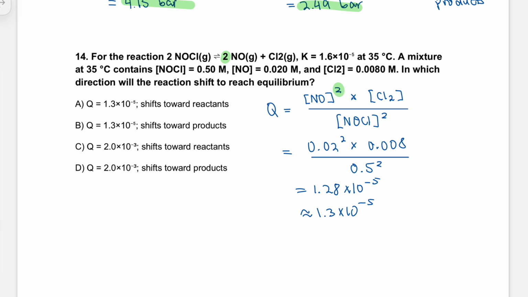And then which way does it shift? We compare it to K. So this is slightly less than K. So this means that it's smaller than K, so it doesn't have enough products. So this means that it will shift to products again. So the answer is B.